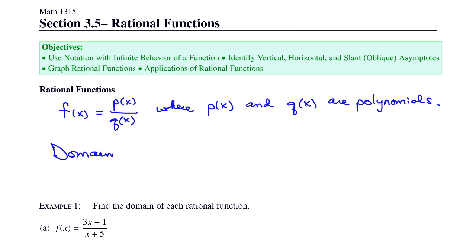One important aspect of rational functions is the domain. So the domain of the rational function f of x is the set where q of x is not equal to 0. And this simply comes from the fact that you cannot plug in a value for x that would make the denominator 0. You cannot divide by 0.